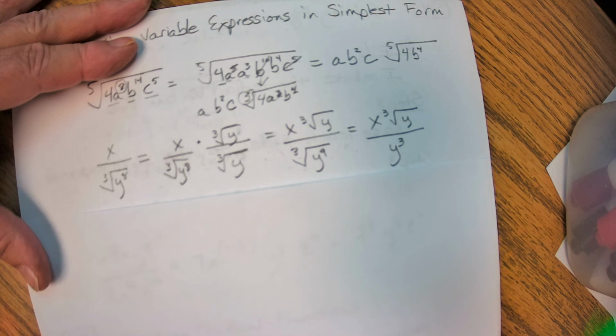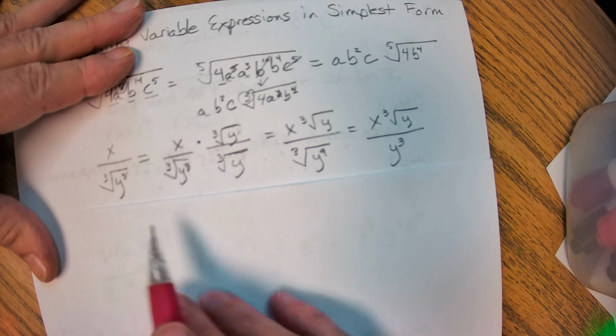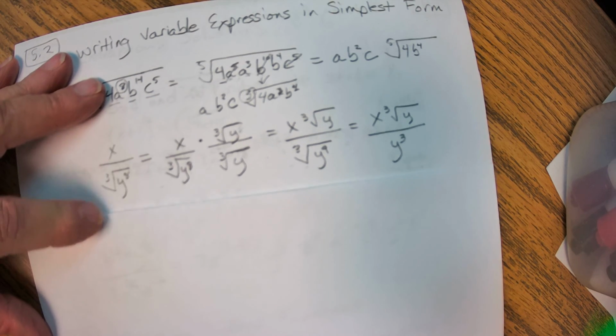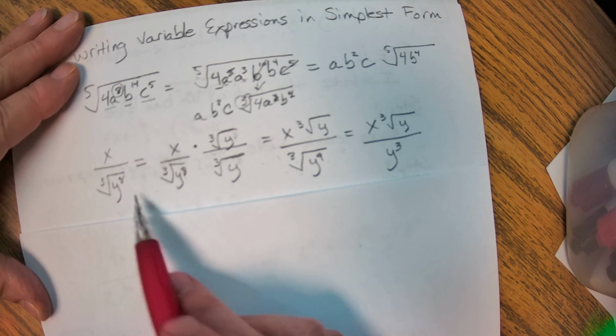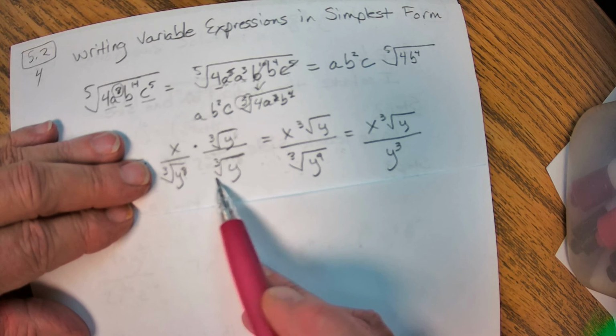Now let's do one with a division problem. Remember, we don't like these radicals in the denominator, so we're going to have to rationalize the denominator. Okay, so I'm going to multiply this.